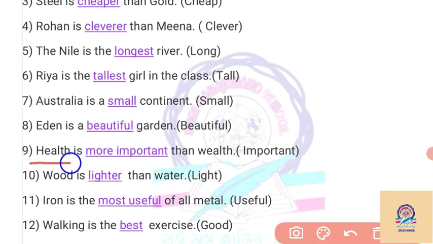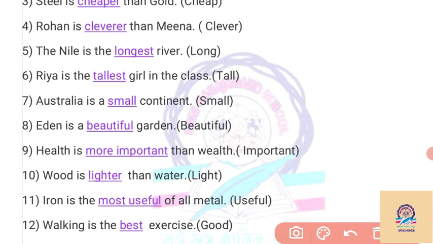Then, health is blank than wealth. Here than is given, so definitely we can say that it is the comparative degree. So we have to add it here. Important is given. When the adjective has two syllables or more, we have to add more before our adjective in the comparative degree. So our answer is more important.